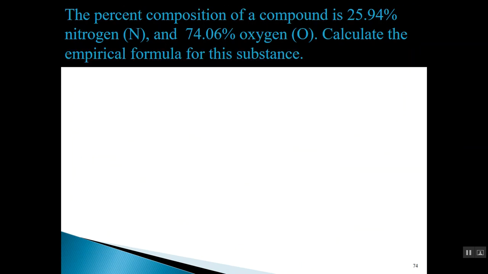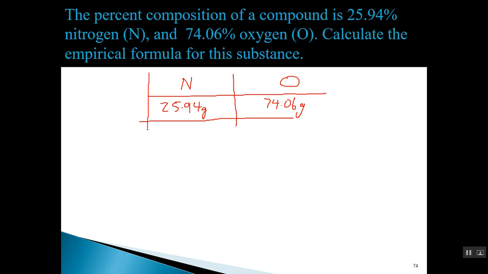Now let's see the next one. Now the next one, they gave you the percentage of nitrogen and oxygen in a particular compound, and again you have to find the empirical formula. So let's see how this one works out. Again, I'm going to set up my table. At the top I'm going to put N and O. Again, we're going to assume 100 grams of the substance, so these percentages would represent the mass of each of these. So for nitrogen, that would be 25.94 grams, and for oxygen that would be 74.06 grams. All right, so these are the masses.